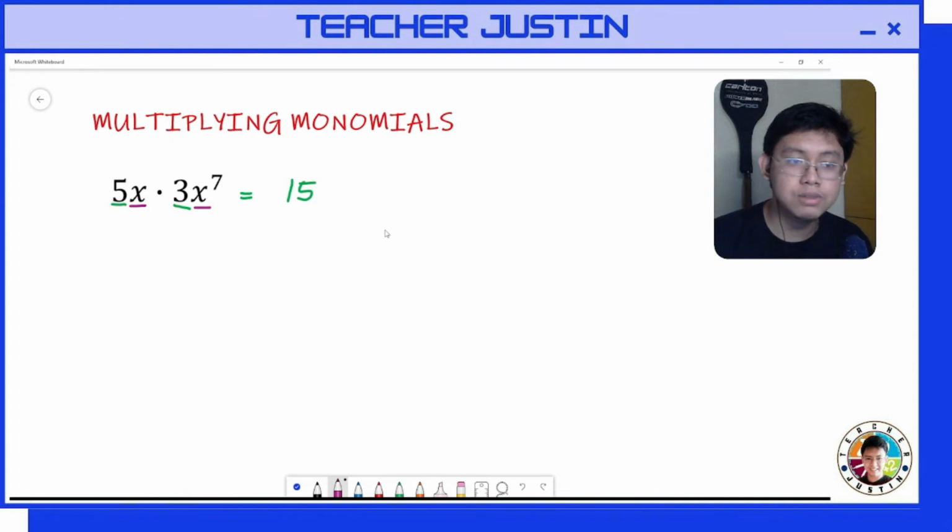So x times x raised to 7, we apply the product rule. So copy the variable x and then add the exponent. Remember that x has an invisible exponent of 1. So 1 plus 7, that will be 8.